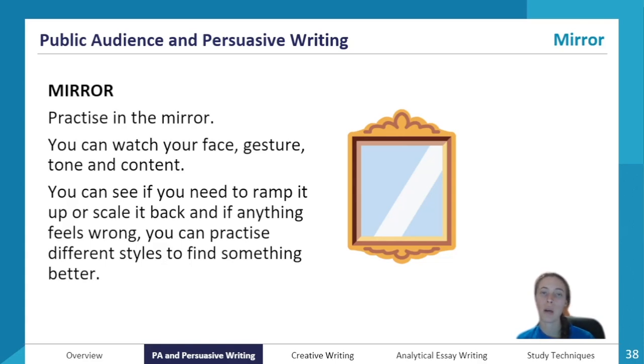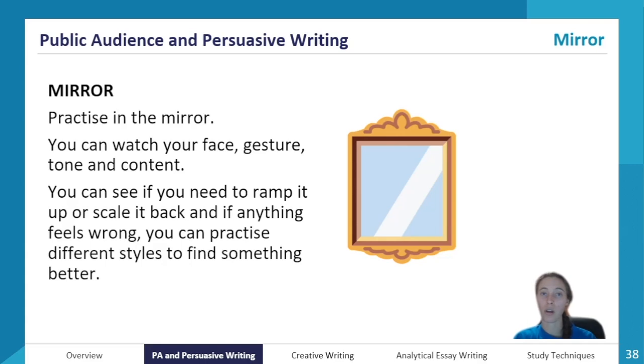So if you're someone who tends to fidget a lot and pace around a lot, you'll be able to see that in the mirror, and you'll be able to obviously notice that you're moving away from the mirror perhaps, and that will allow you to address that as well. And so anything that feels right, you can then replicate, and anything that feels wrong, you can refine when you practice in the mirror.